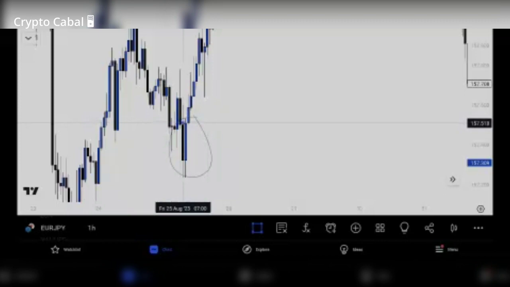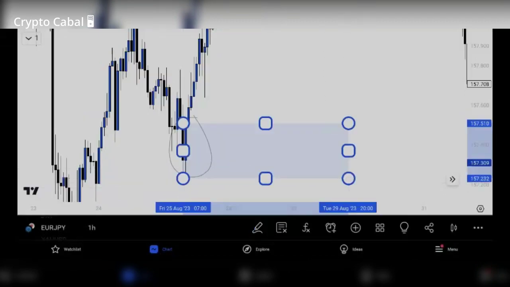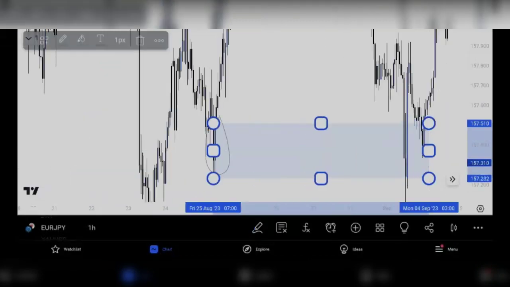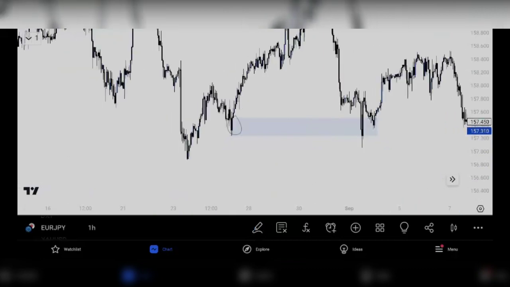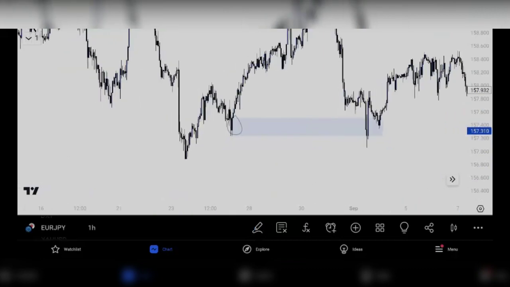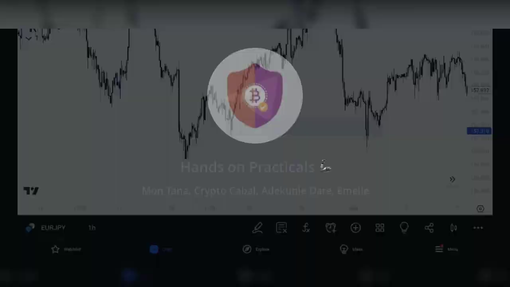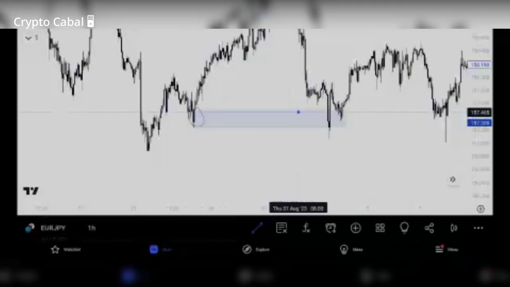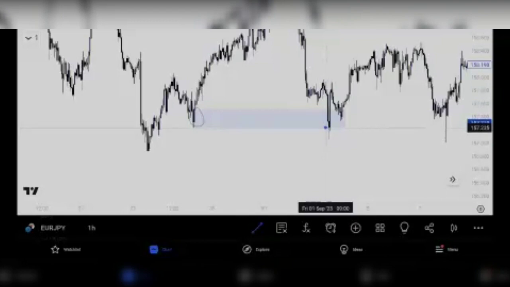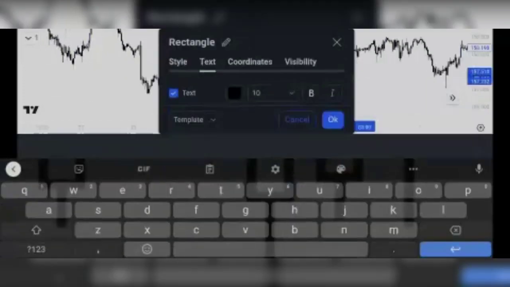Now you can see that from this point, this is an order block, but this order block was invalidated. Yes, it was invalidated. You can see that price came down. Instead of just tapping into it, price took it out, and this means the order block was invalidated. Now let me highlight it.